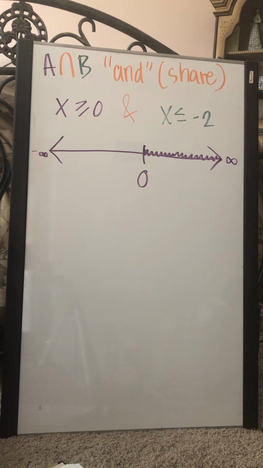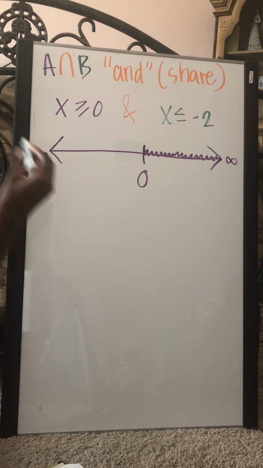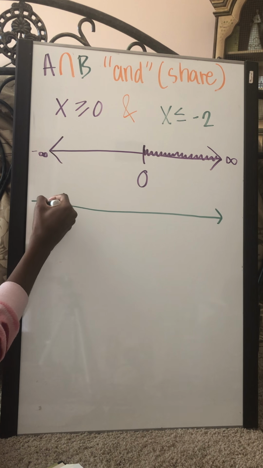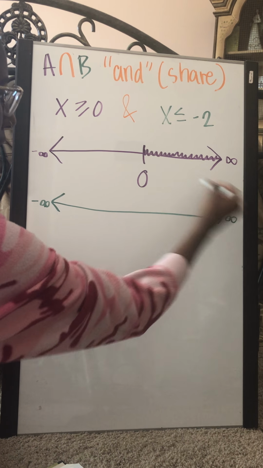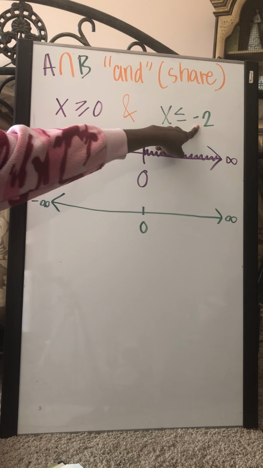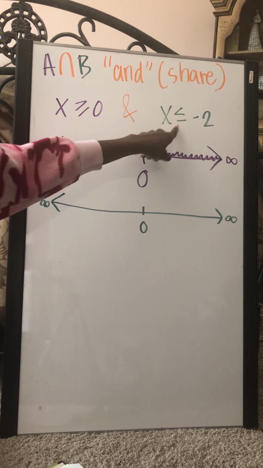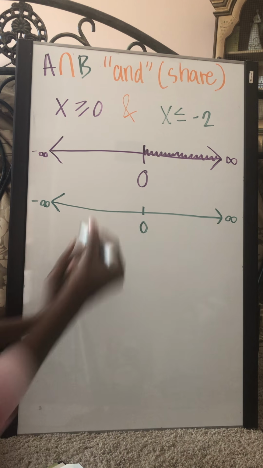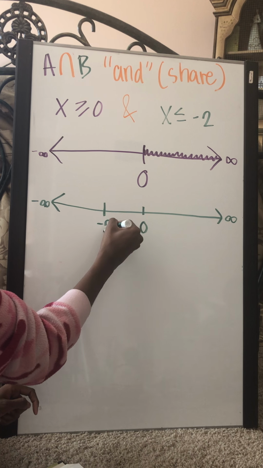And negative infinity is over here. And then for my green one, I'm going to write it right underneath and put the same numbers in the same spot. Since 0 is there, I also need to write 0 here. And then here, we were told x is less than or equal to -2. Negative is found on the left side of the 0, so I'm going to write that over here.